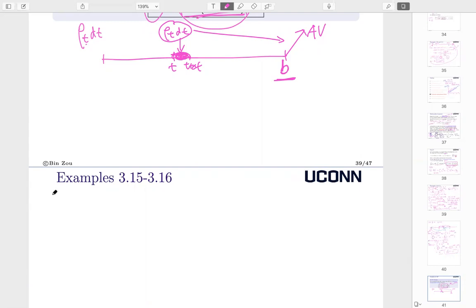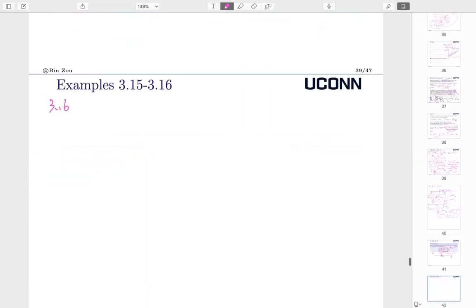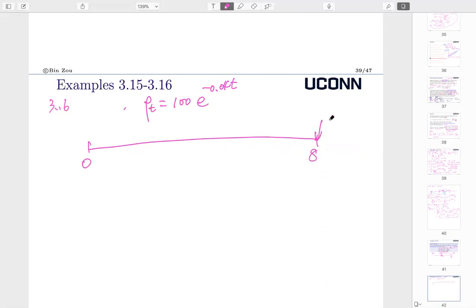Let me do the more complicated one, because in this case, it asks for the accumulated value at time 8 years, so b is 8, of a continuous payment stream paid at the annual rate of 100 times e to negative 0.04 times t. Let me be careful. I want my accumulated value at time 8, but this payment is only from 1 to 5. The force of interest is a constant.